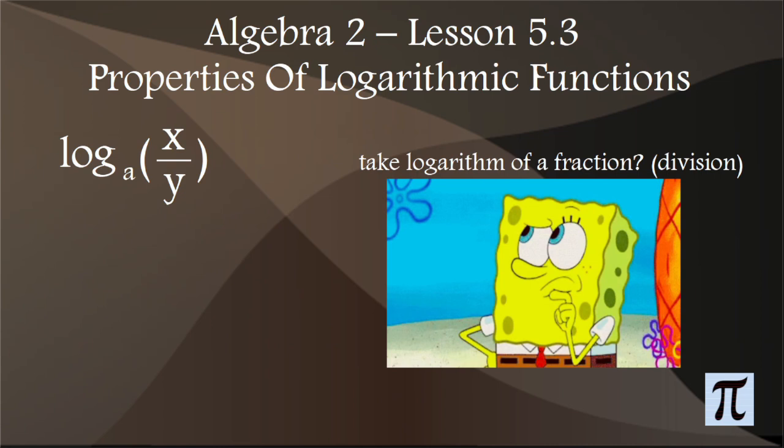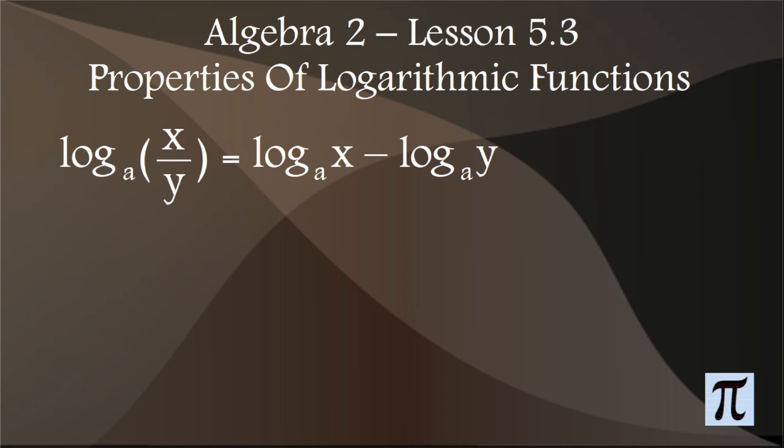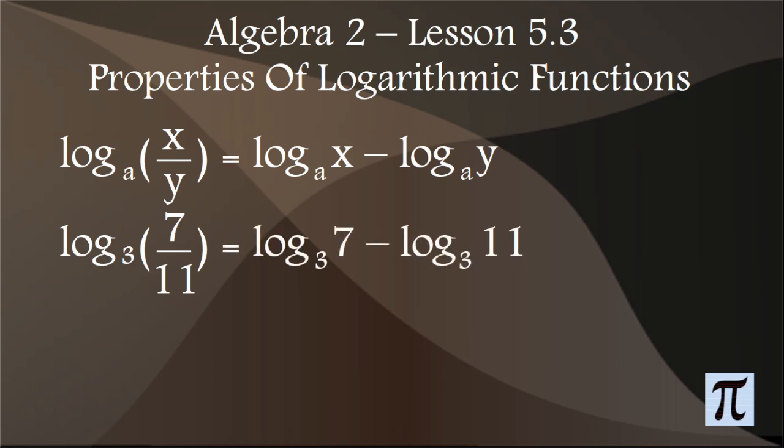So what happens if we take a logarithm of a fraction or a division? Well, as you probably guessed, now we subtract. So log base a of x over y is equal to log base a of x minus log base a of y. So what about this example? Log base 3 of 7 over 11. We can simply rewrite that as log base 3 of 7 minus log base 3 of 11. In this case, it can't be simplified any further.